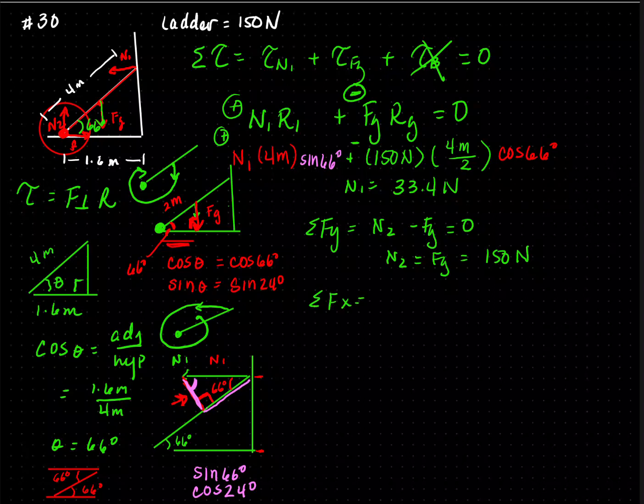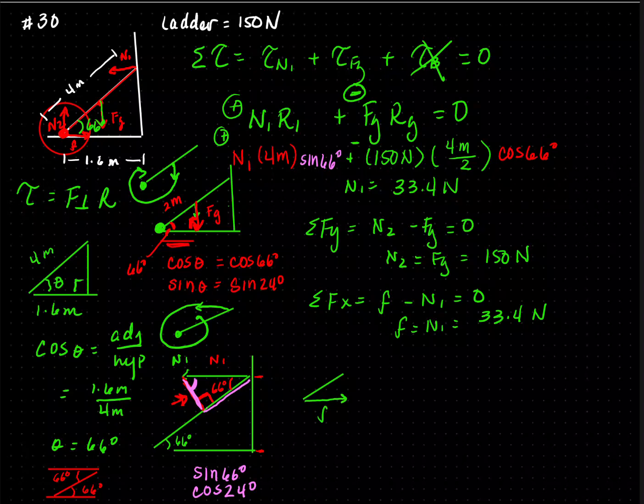In my x direction, we have friction going to the right, so I'm going to make that positive, minus N1. This is also going to equal 0 because this is in static equilibrium. So friction is equal to N1, which is equal to 33.4 newtons.